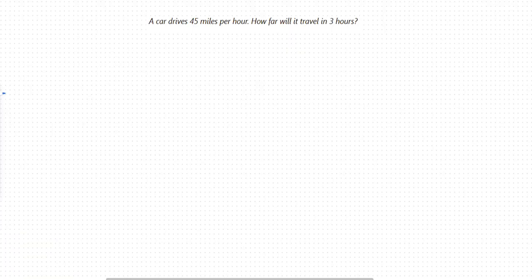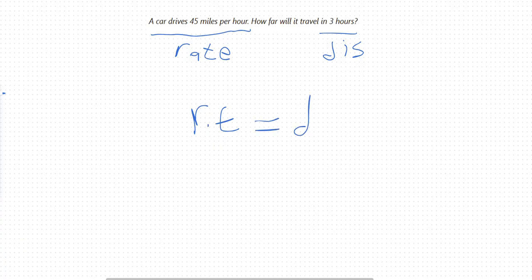Okay, so a car drives 45 miles per hour. So they've already given us what? The rate. How far will it travel in 3 hours? 3 hours. The distance. Right, so now with some of our background knowledge, we know rate multiplied by time equals distance. So 45 miles per hour, how far will it travel in 3 hours? Rate, distance, rate times time.